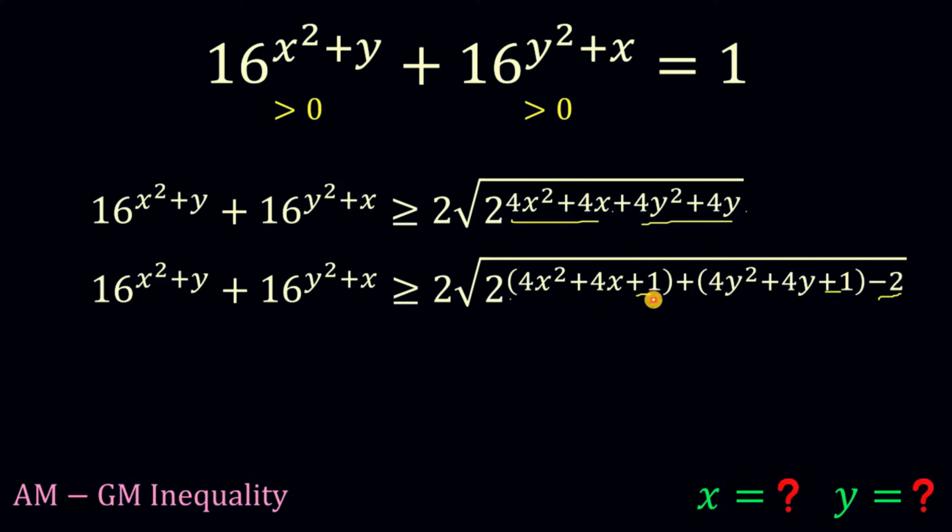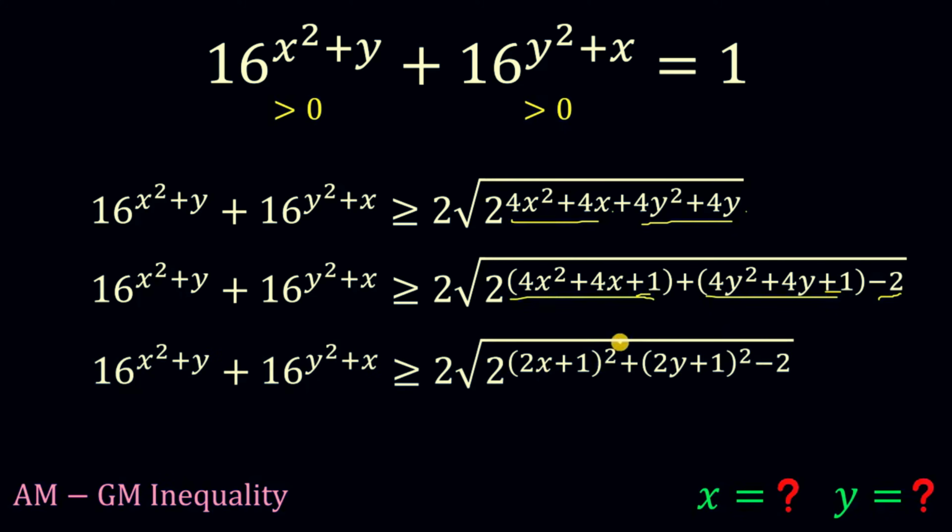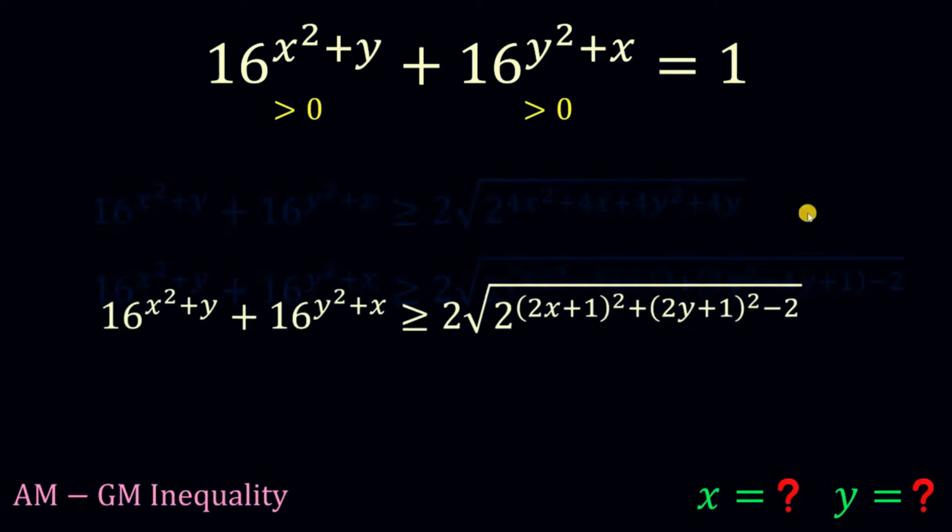Next, we know this is a perfect square trinomial, so we can rewrite this as 2x plus 1 raised to the power of 2, plus these 3 terms, which we can rewrite as 2y plus 1 raised to the power of 2. Then bring down negative 2. And now let's focus on this result.